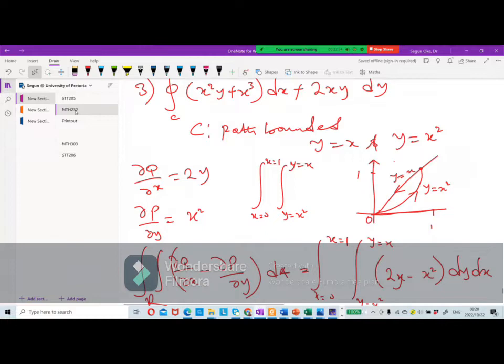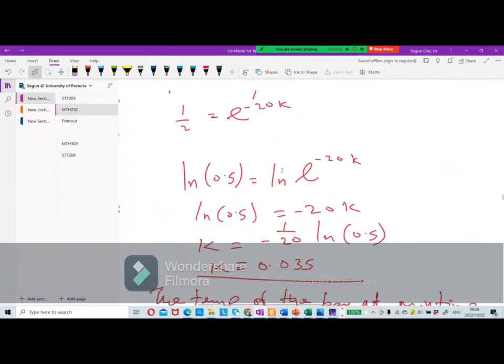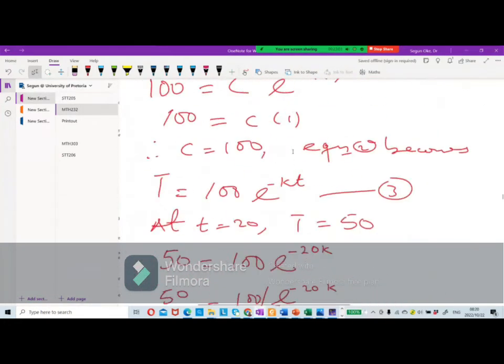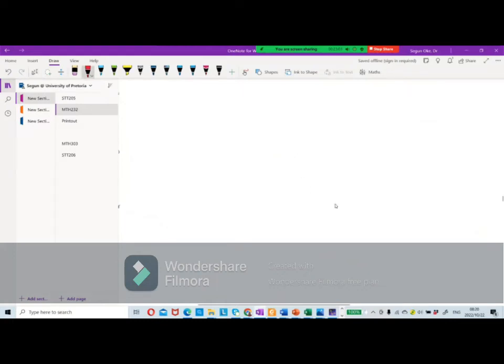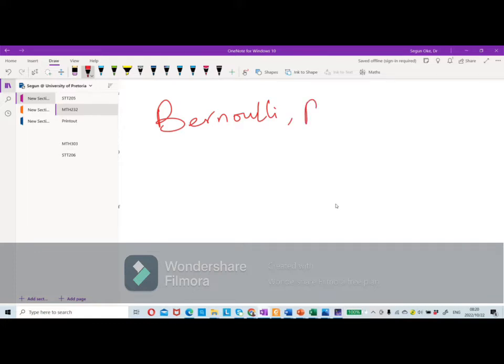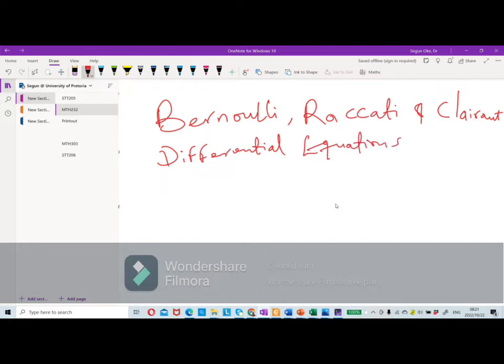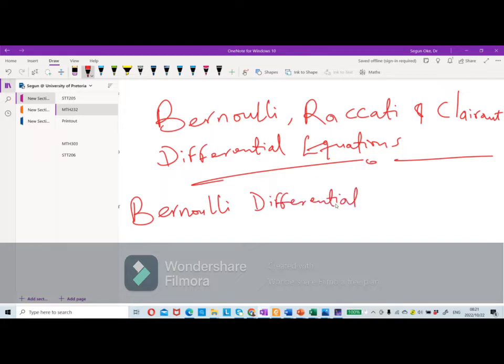Let's move on for today's class. We did something last week about cooling, but today I discovered that we've not discussed Bernoulli, Riccati and Clairaut differential equations. So let's look at the Bernoulli first. From there, we'll move on. Bernoulli differential equation.